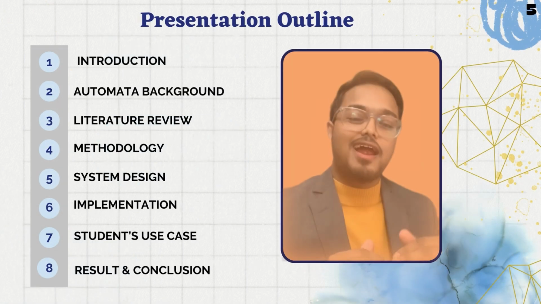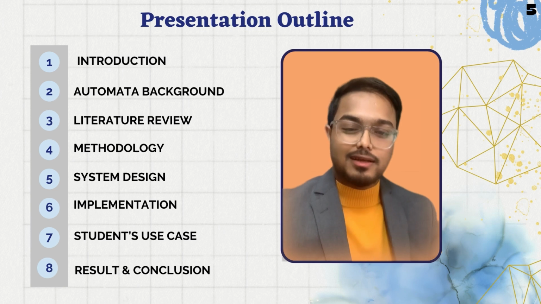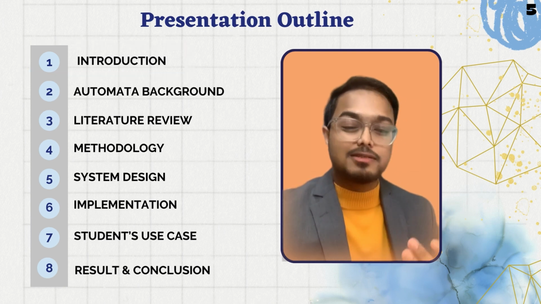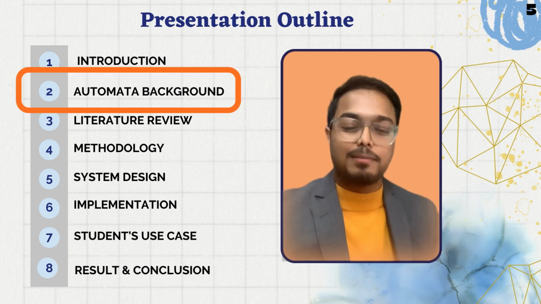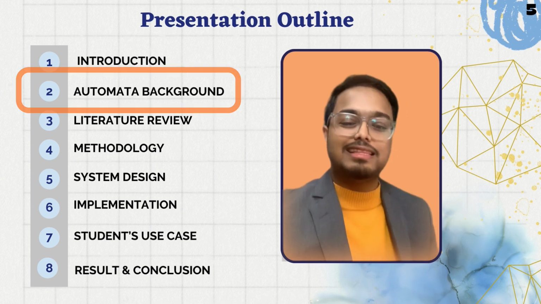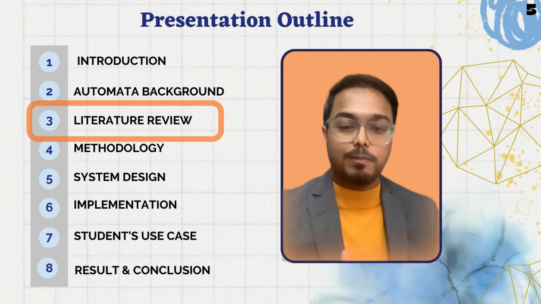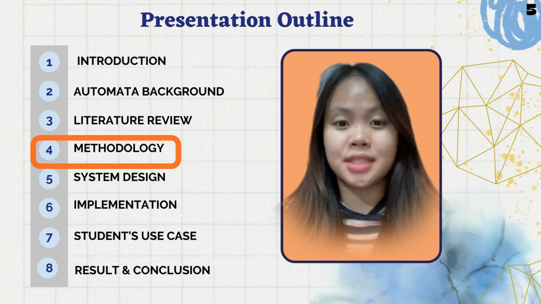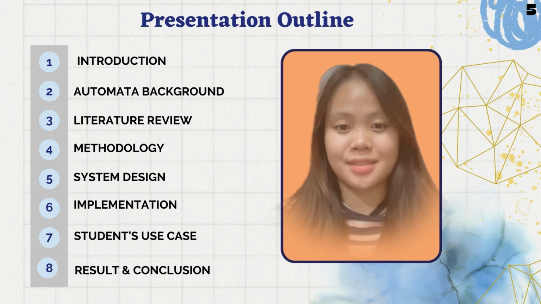So here is the entire outline of the presentation that we are going to do. I will be delivering the initial parts, the introduction. We shall cover the motivation, the problem statement, and a bit of background of the entire project. And then I'll move on to discussing a bit about automata, its definition, application, and types of automata. And then the literature review, some of the papers that we have explored to understand the topic better. And I'll be covering the methodology, system design, implementation, and student use case.